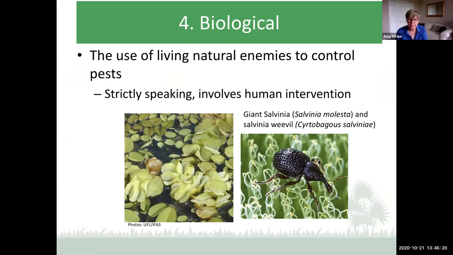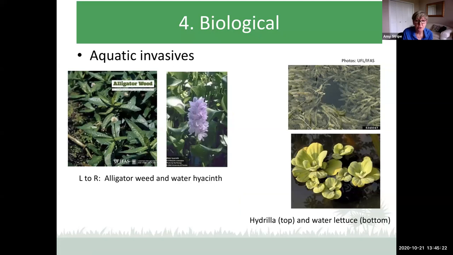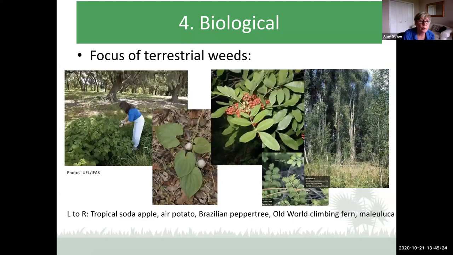So looking at some terrestrial weeds, here we have from left to right, the tropical soda apple. That, by the way, is Lisa Hickey, one of our agents. Then you have the air potato vine. Then you have Brazilian pepper tree, old world climbing fern, and on the far right, the Melaleuca. So really, biologicals for tropical soda apple and air potato beetle have shown medium to high levels of suppression.